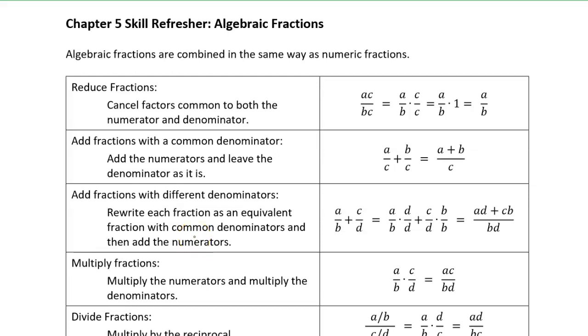All right, so before we go on to chapter 5, we're going to review algebraic fractions. And algebraic fractions are just fractions that have variables in them, right? They'll have an x or a y or some variable in them. And the variable is just a stand-in for a number. It's just a number that we don't know yet. So we can combine algebraic fractions in the same way that we combine just regular numeric fractions.